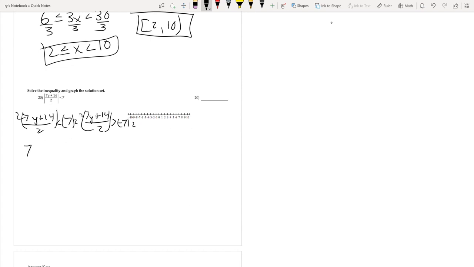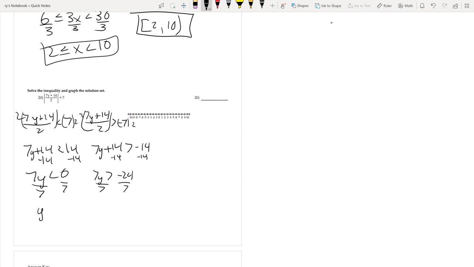I get 7y plus 14 is less than 14. And then also 7y plus 14 is greater than -14. Subtract 14. I get 7y is less than 0. And also 7y is greater than -28. Divide by 7. Y is less than 0. And also y is greater than -4.